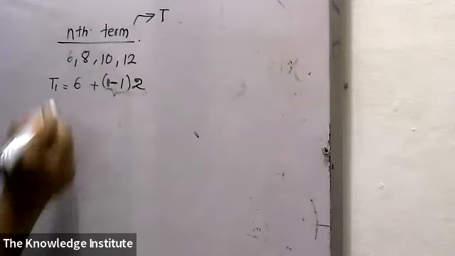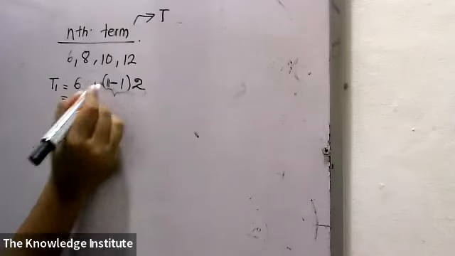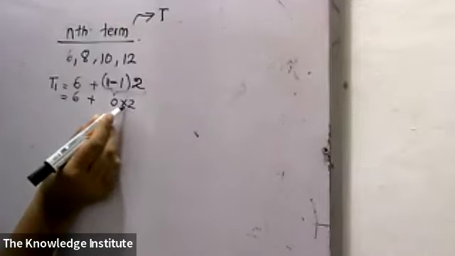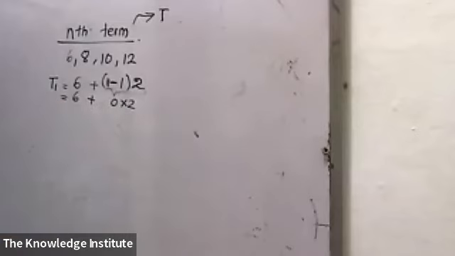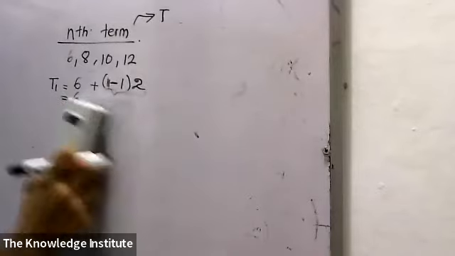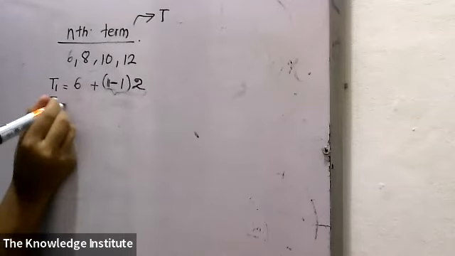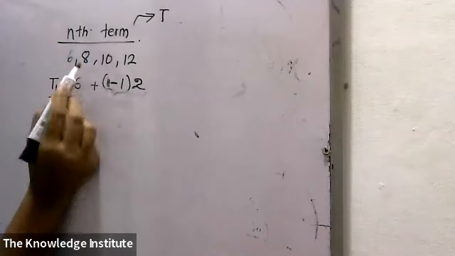So here, 6 plus 1 minus 1 is 0. 0 multiplied by 2 is going to give you 0. Therefore, your final answer will be 6. Okay. If I now want to find the T2 value, what is T2? 8, right?